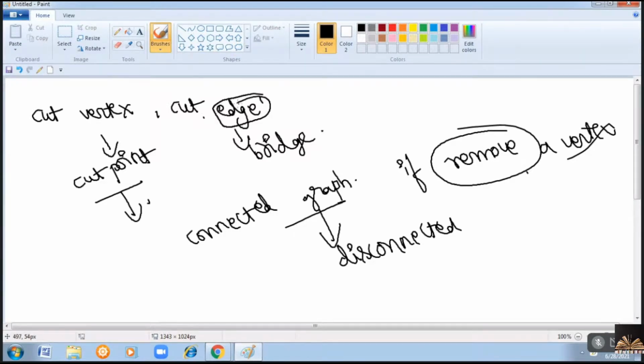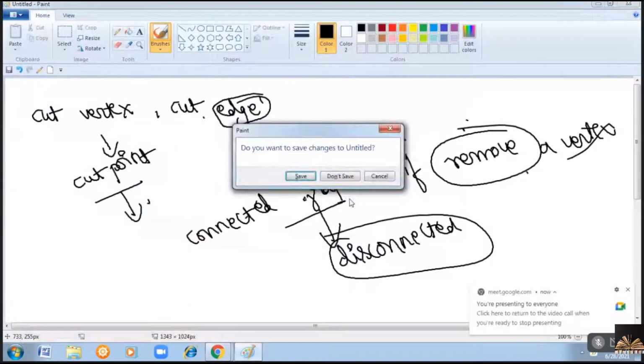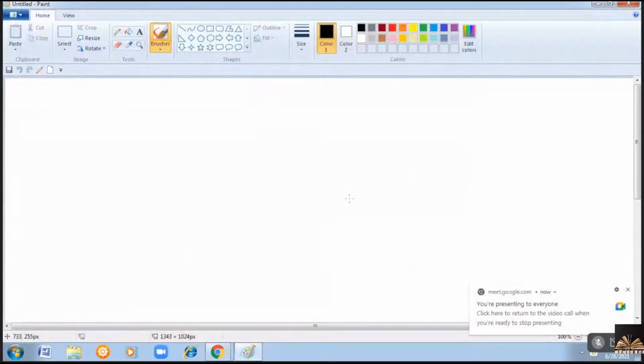Same with cut edge. In a connected graph, if by removing one edge, any edge, you are able to get a disconnected graph, that edge is known as a cut edge, or you'll call it a bridge. Clear? Let us see one example. A graph is given like this.